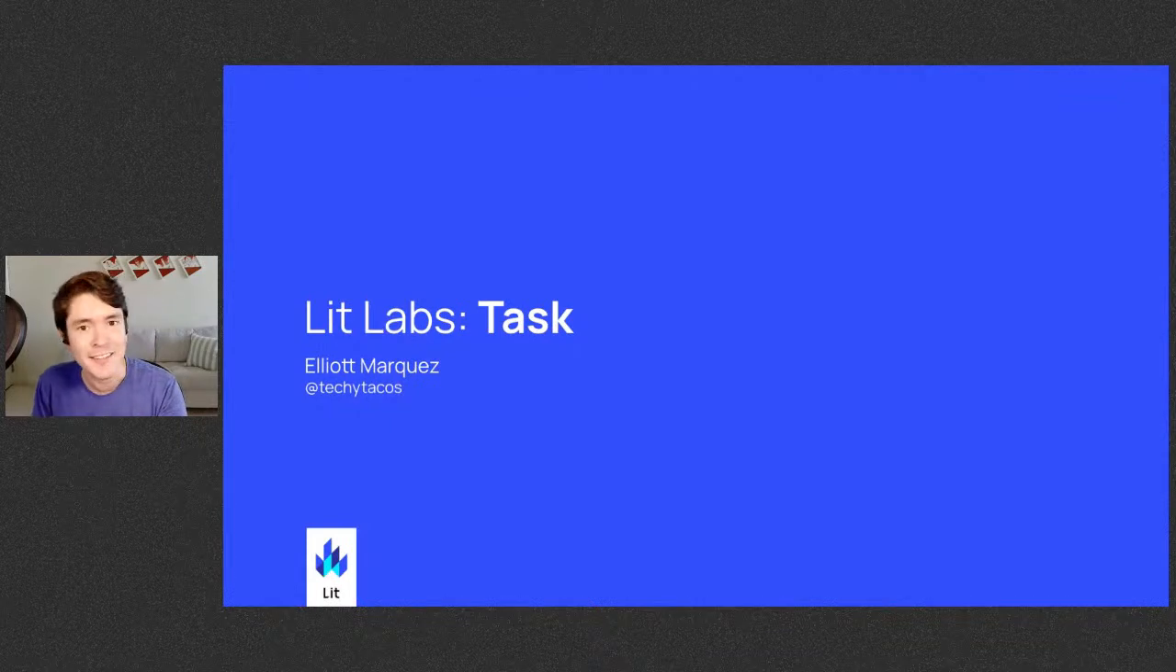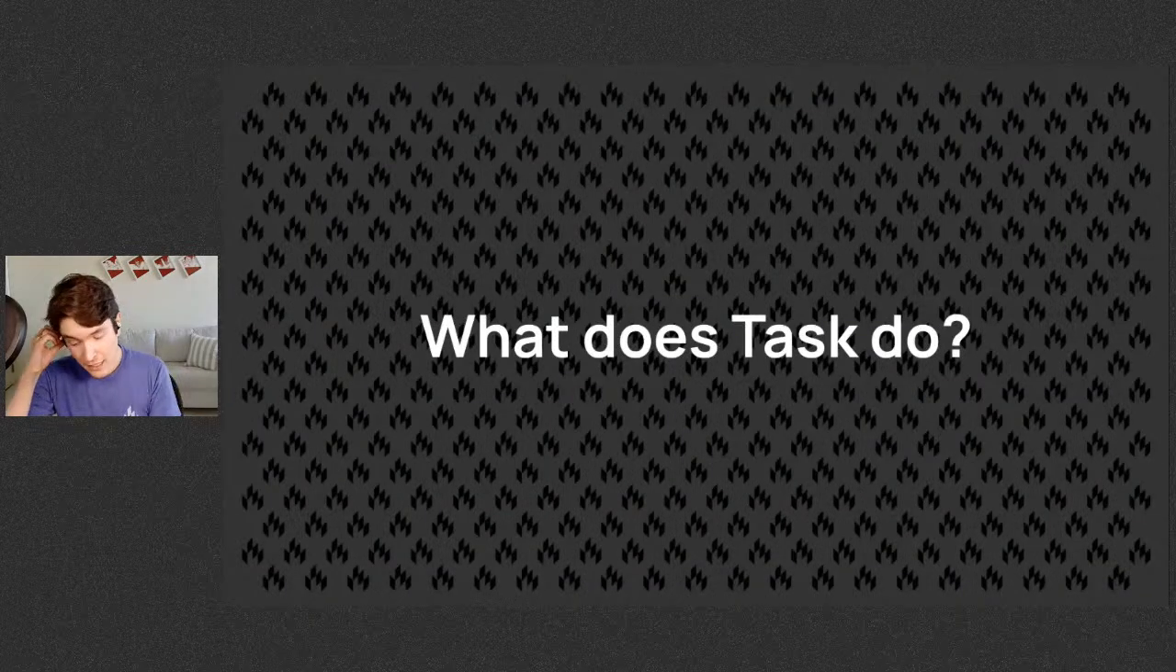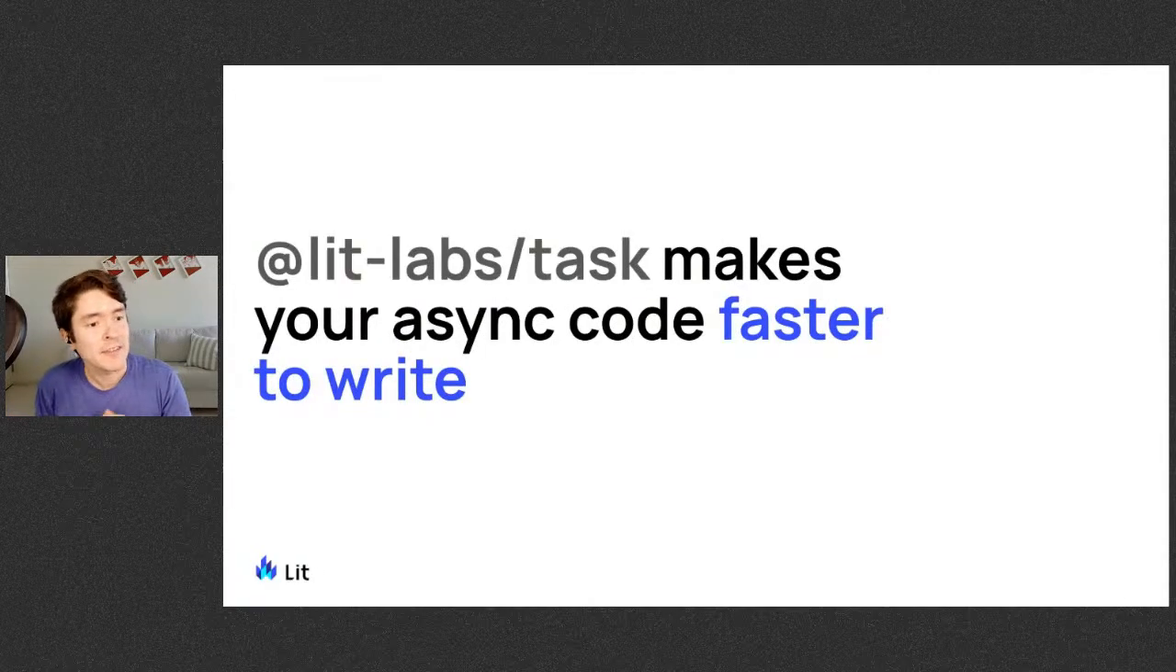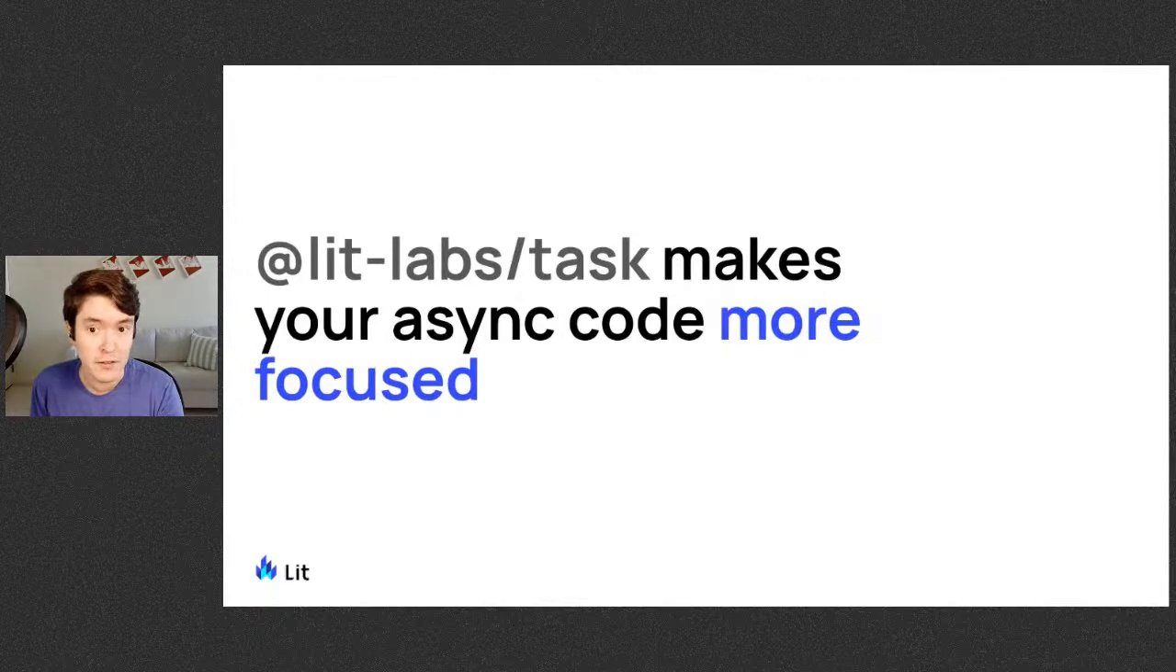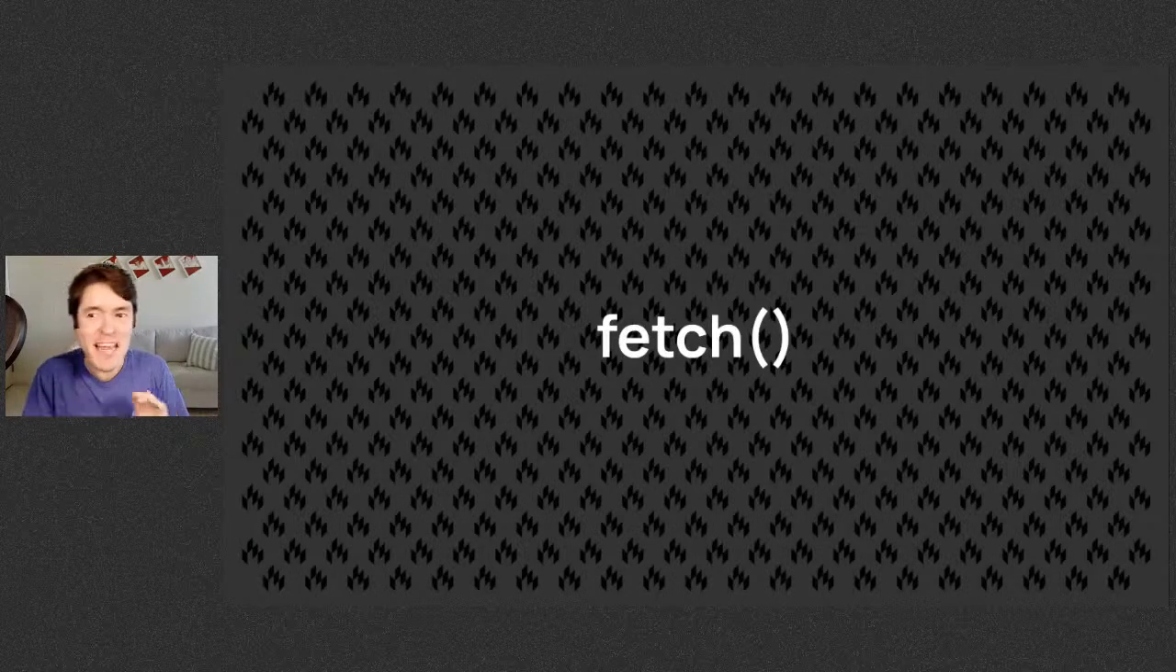Let's talk about Task. But first, what does Task do? In short, Lit Labs Task makes your async code faster to write and more focused. Let's go into an example where you might need it. Probably the most common one that you might be familiar with is fetch. It fetches from the web. It's easy, but handling the edge cases can be a little bit hard.